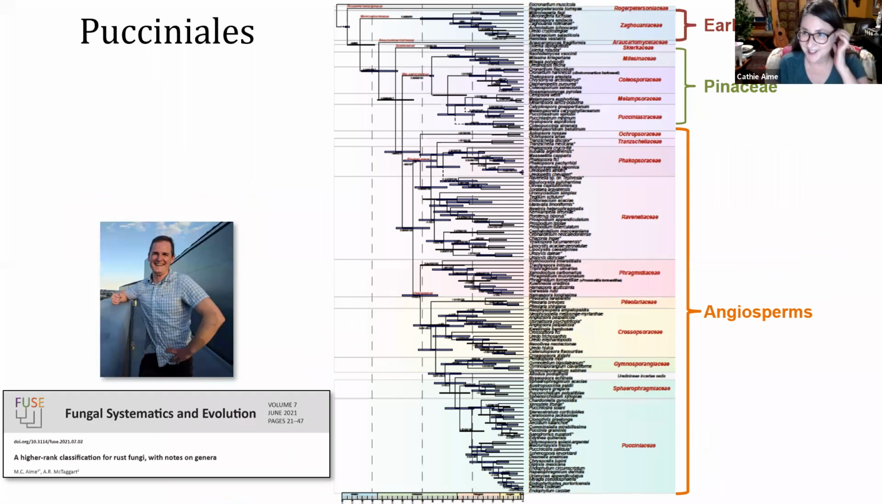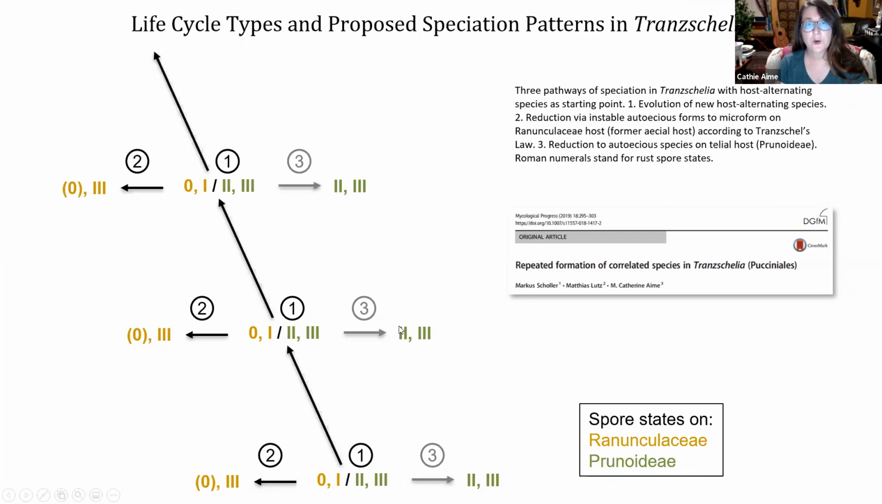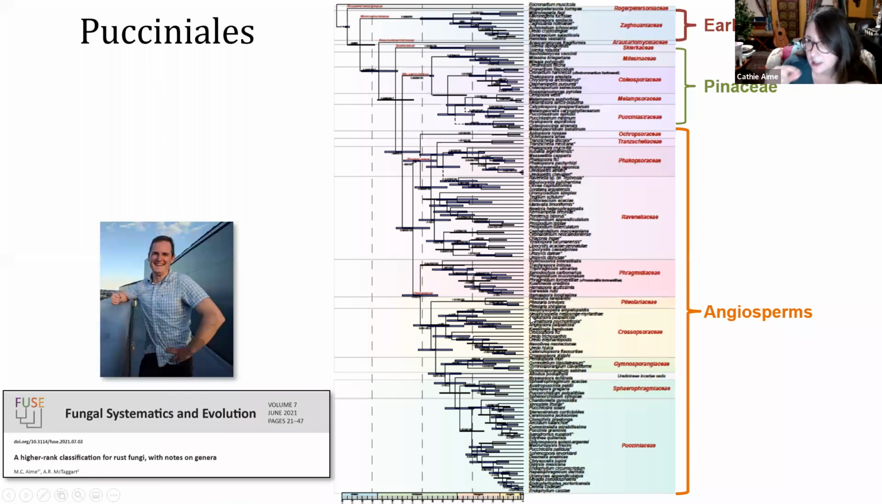I promise I'm getting close to the finish here. But this is another former postdoc of mine, Alistair McTaggart. And Alistair and I spent several years trying to actually make a really nicely resolved tree of life so we could see if we could find any deeper evidence for something happening in this direction here. So the Tranzschelia study was just done at the granular species level, but now I'm looking at a deeper level to see if I can find any trace evidence that there might be lineages evolved in the other way, just the uredinio-telial host.